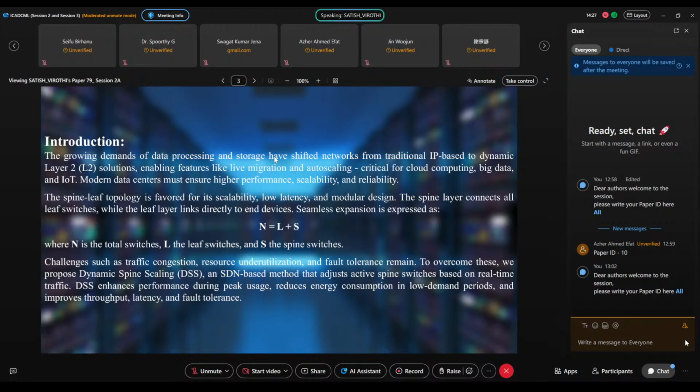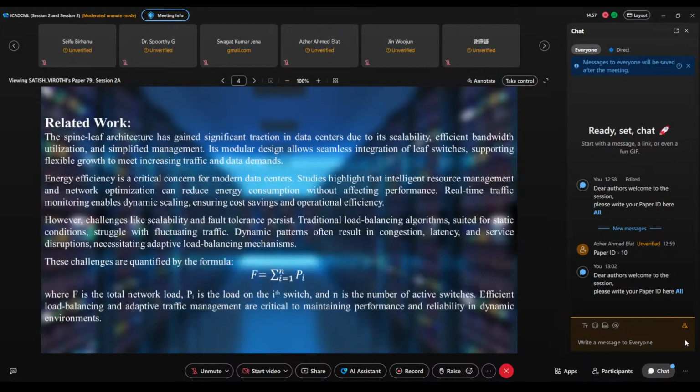To address these challenges, we propose a solution called dynamic spine scaling, which is a software-defined networking approach that adjusts the number of active spine switches in real time based on network traffic conditions. This dynamic adjustment ensures that the network performs optimally during peak usage periods, while also reducing energy consumption during low demand periods. Ultimately, DSS enhances the overall network performance, improving throughput, latency, and fault tolerance.